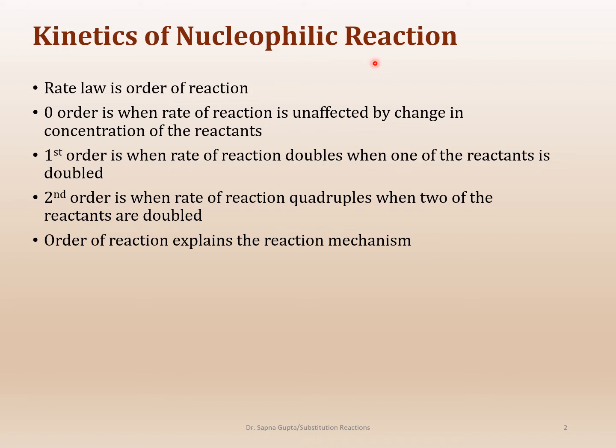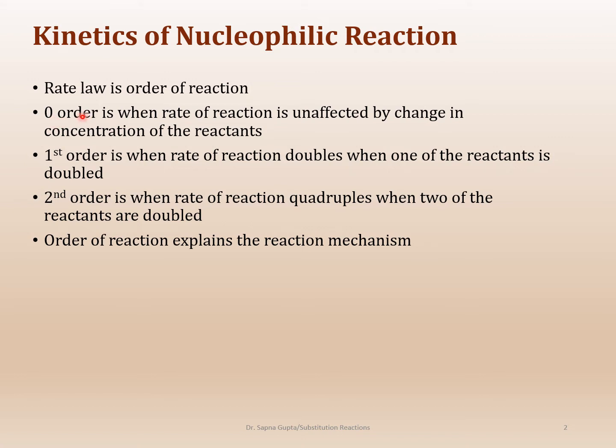Whenever we talk about kinetics, we talk about what is called the rate law. And the rate law, you will remember, is where you find out how the concentration is affecting the speed of the reaction. So if there are two reactants, then you find out which of the reactants, if you change, will change the speed of reaction. For example, if the speed of the reaction is unaffected by the change in the concentration of something, that is called zero order.